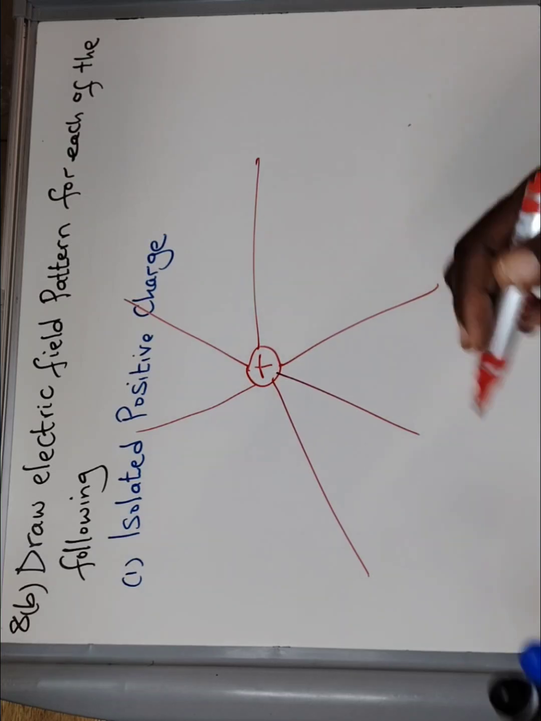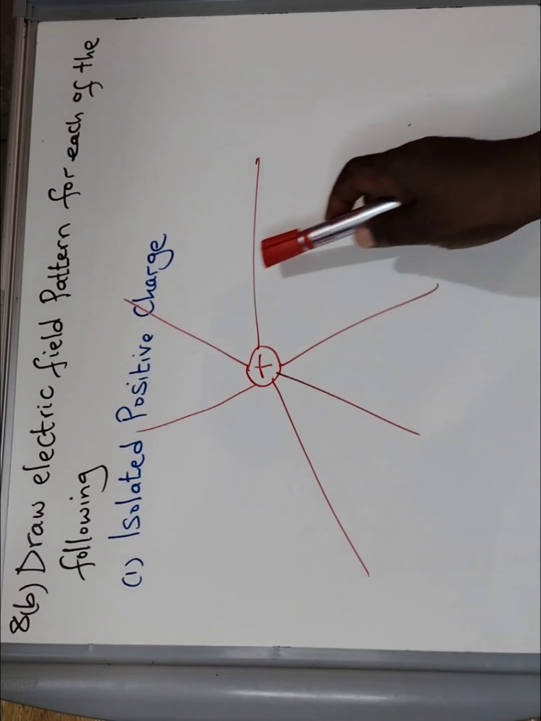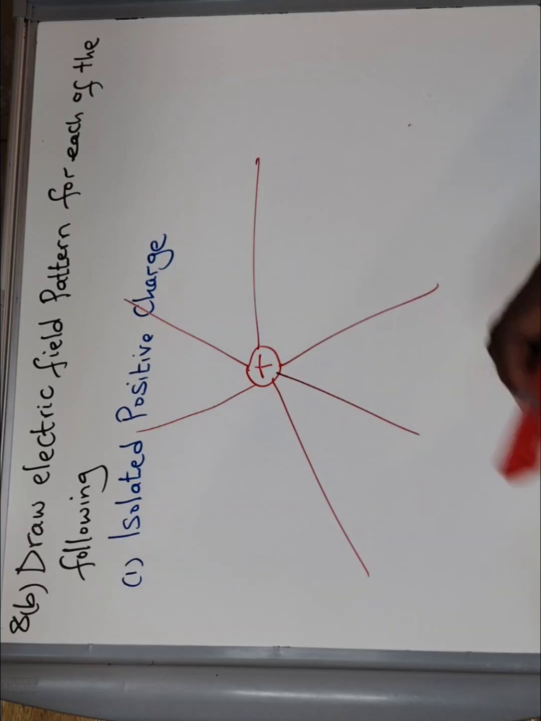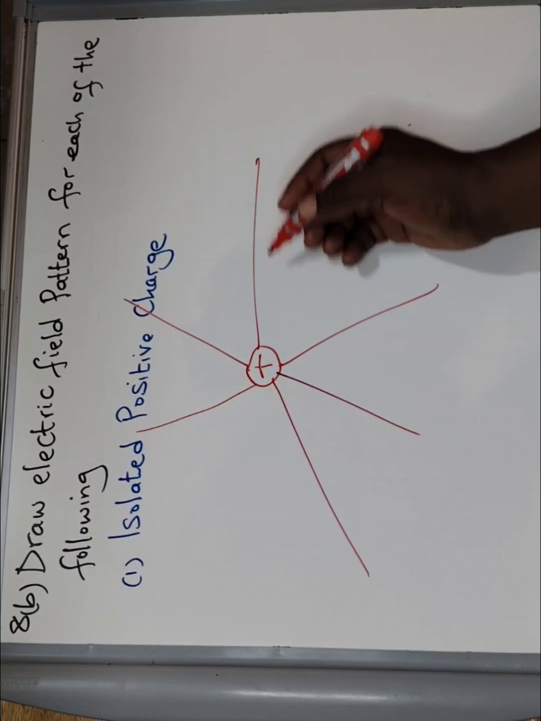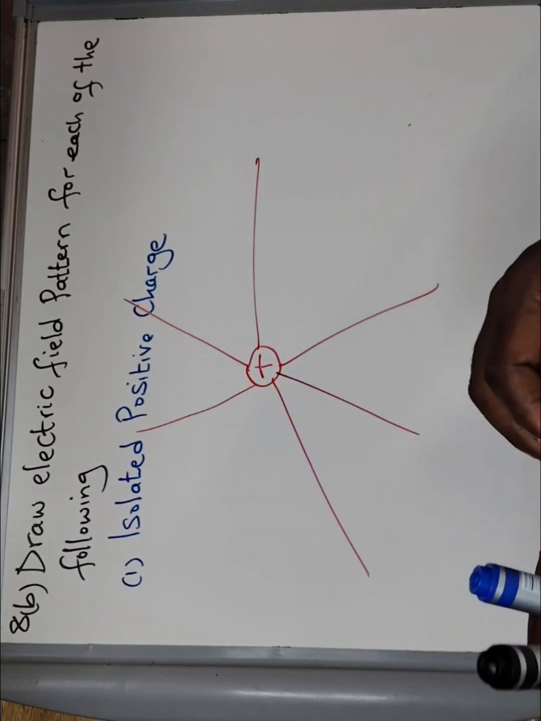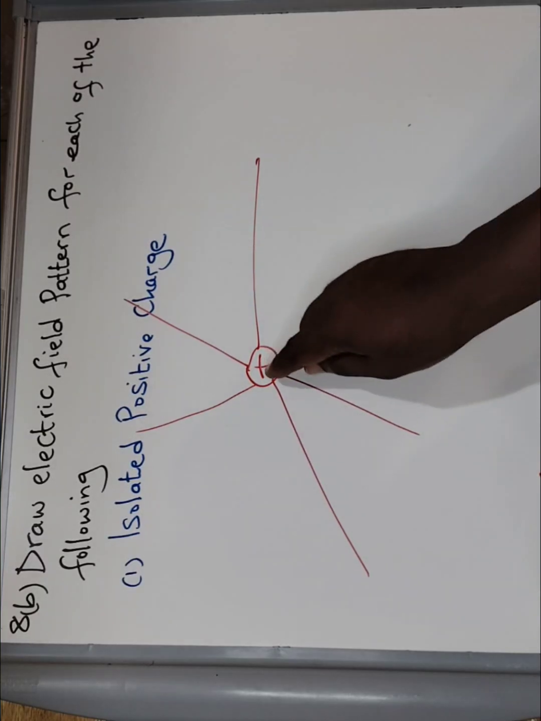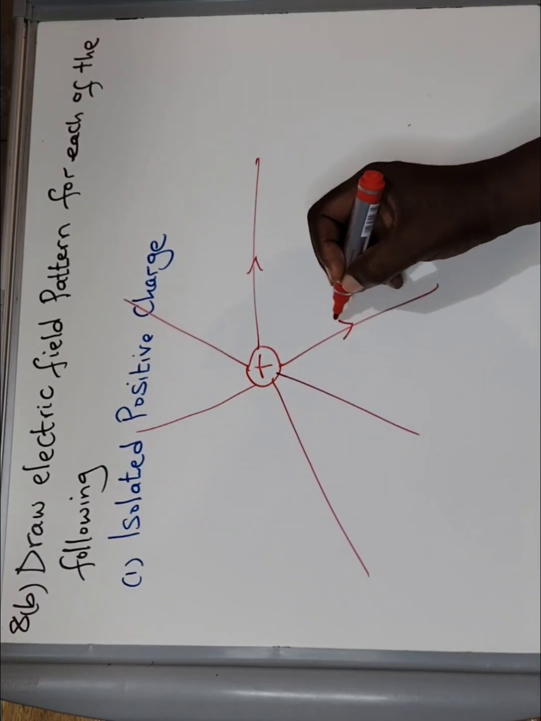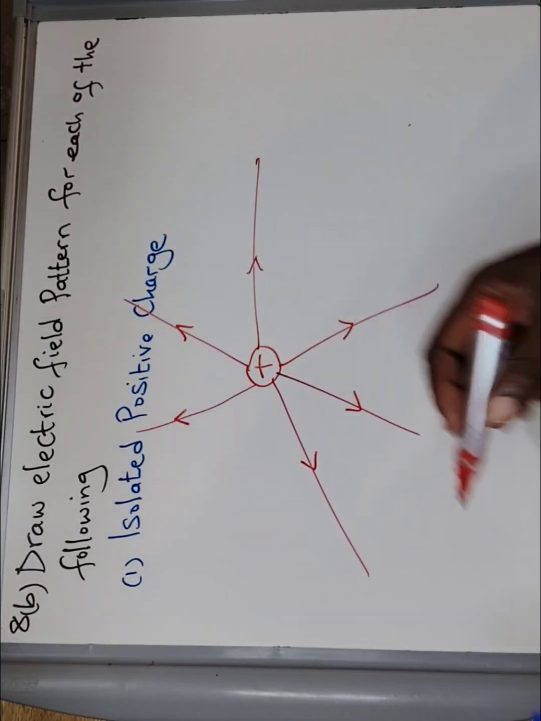And then the direction. What's the direction of this pattern? Like I said, to find the direction, you use the positive charge. Where it goes is the direction of the field. So when you place a positive charge here, where will it go? Is it out or in? Here you have to remember that like charges repel and unlike attract. So when you put a positive charge here, because the charge is positive, it will be repelled, meaning that the direction will be outwards. Just like that.